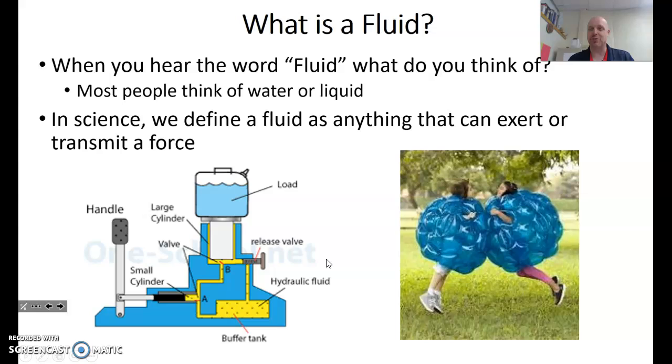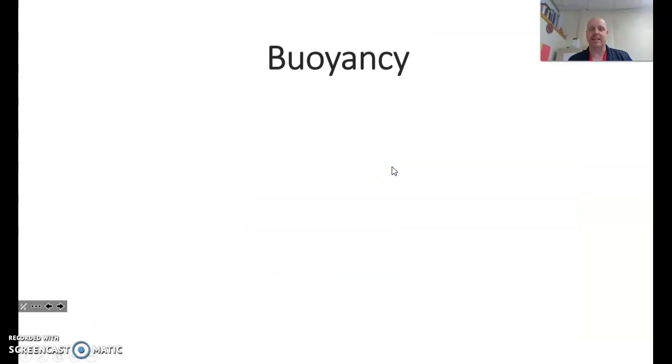The second thing we need to think about, though, is air or gas. If you've ever played around with these little sumo suits or the bouncy things that you sit in like these guys have, you know that if one person jumps into the other, the other person will go flying. That is because the force of the person impacting the other one is transmitted through that gas. So fluids are not just liquids, but they are also gases. Again, just make sure you know the definition of a fluid is anything that can exert or transmit a force, and you will see that again here.